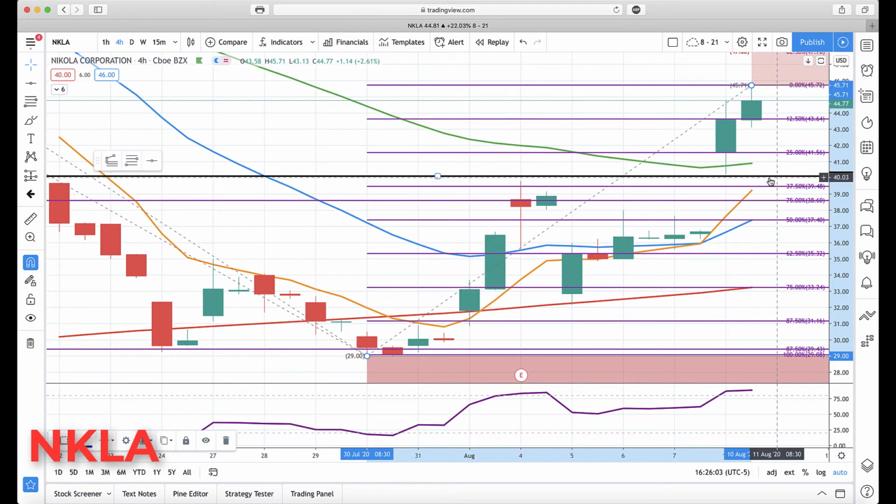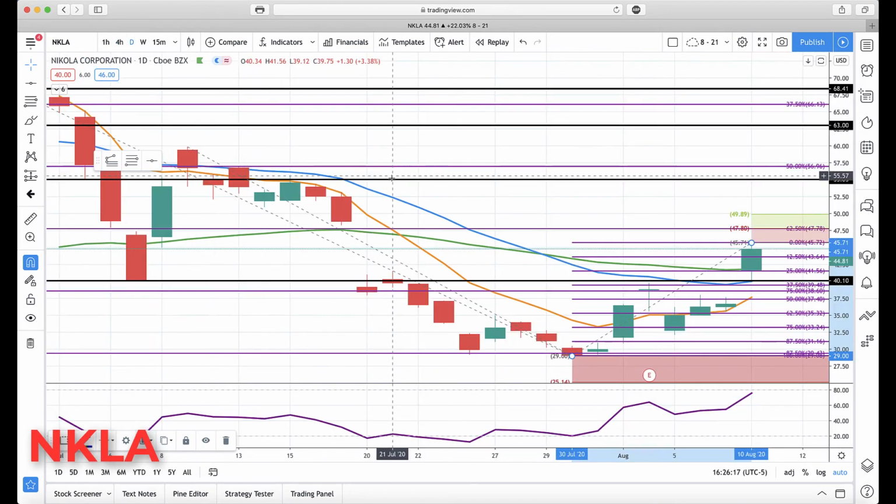If it did pull back harder, this 40.10 would be key, because that's a significant area that was a resistance area, now turning into support. So that's really about it.